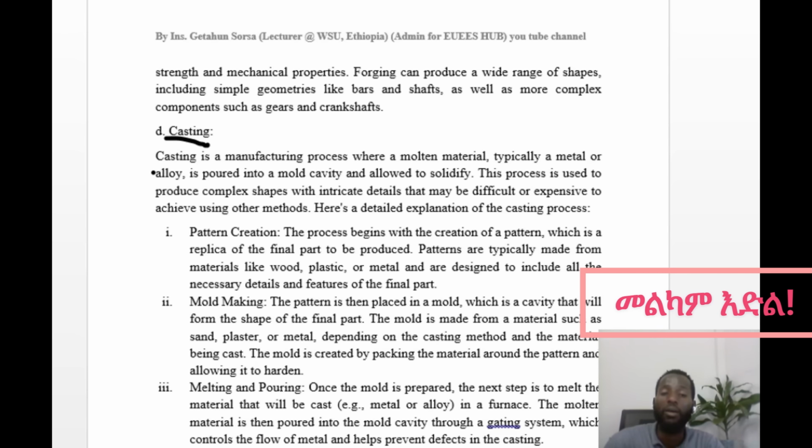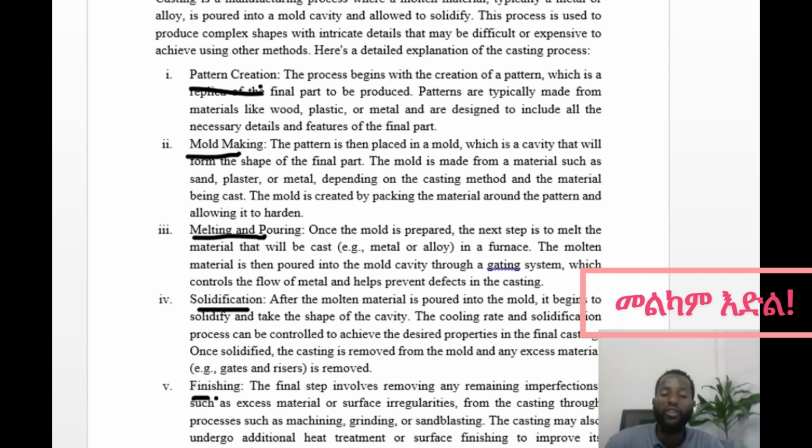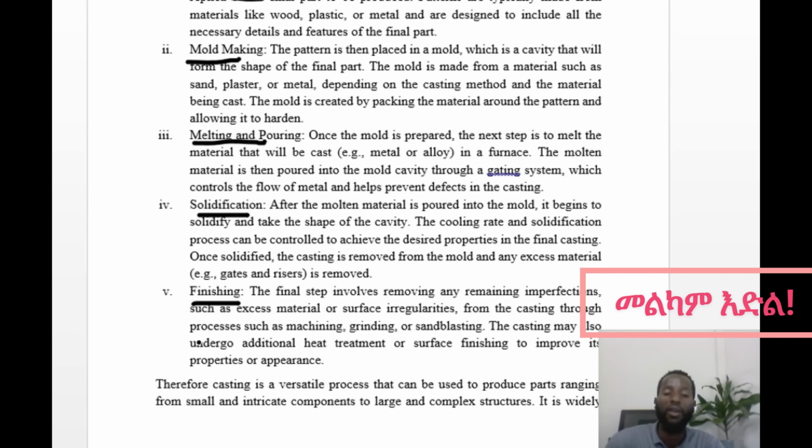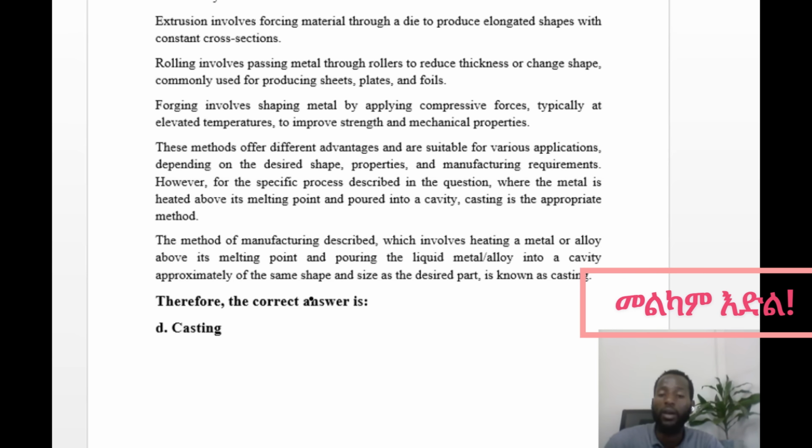So ለጥያቄው መልስ የሚሆነው ካስቲንግ ኦፕሬሽን ይሆናል። ካስቲንግ ስንሰራ ፓተርን ሜኪንግ፣ ሞልድ ሜኪንግ ፕሮሰስ፣ ሜልቲንግ ኤንድ ፑሪንግ ሜታል፣ ሶሊዲፊኬሽን ፕሮሰስ እና ፊኒሽንግ ፕሮሰስ አለ። Therefore here the method of manufacturing described in the given question, which involves heating a metal or alloy above its melting point and pouring the liquid metal or alloy into a cavity approximately of the same shape and size as the desired part, is known as casting. It is casting process.